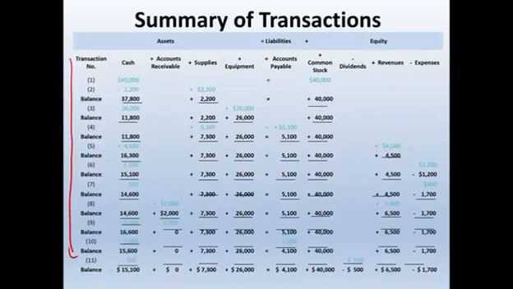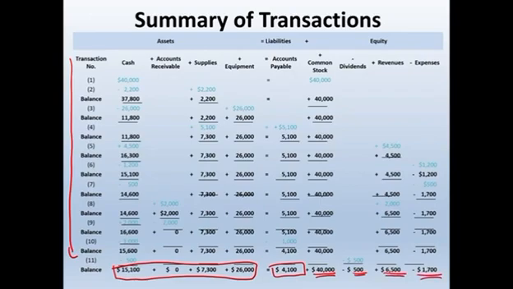transactions that we went through. Those are the ending balances, and we're going to need those for the next session. Those are the assets, liability, common stock 40,000, dividend 500, revenue 6,500, expenses 1,400. Those are the ending balances for each account.